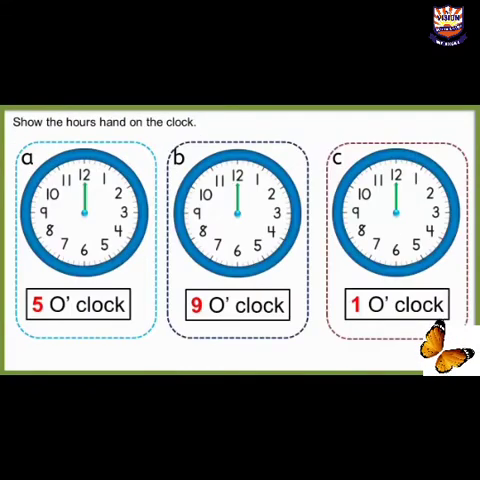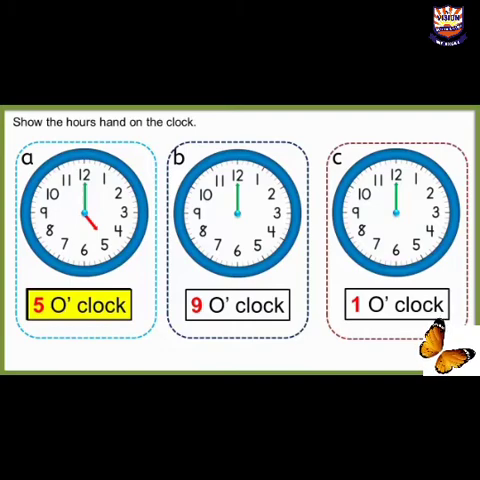Let's have an activity. Show the hours hand on the clock. In clock A, the time is given 5 o'clock. Show the hour hand on number 5. Yes, it's 5 o'clock.